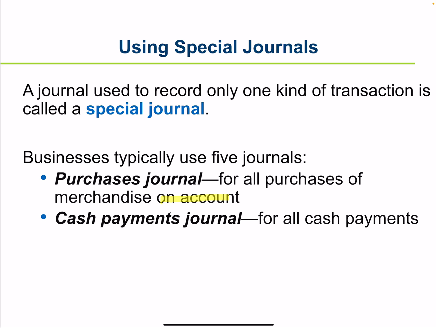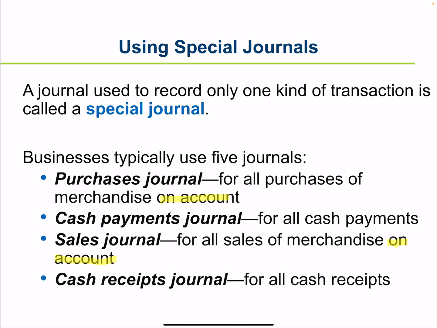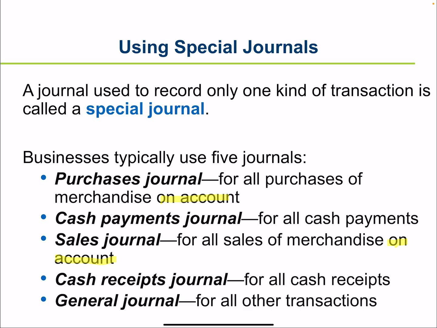The second journal that we're going to take a look at is our cash payments journal, and it's for all cash payments, just what it says it is. Then we have a sales journal, and again, it's for all sales of merchandise on account. We have a cash receipts journal, for anytime we receive cash, and then we will have a general journal for all other transactions that don't fit in the previous four. In this chapter, we're going to look at the purchases and the cash payments, and then we'll hit the other ones later on.